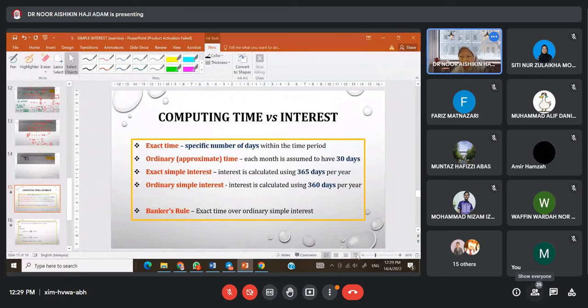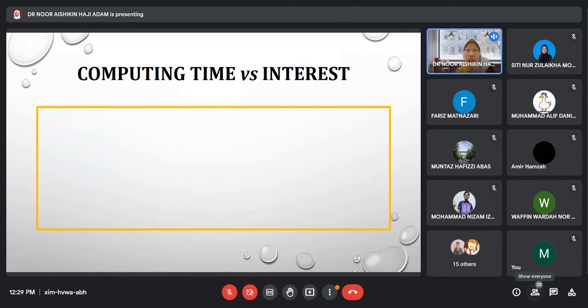Okay, now, where were we? Right. So, I was talking about the leap year kan? So, how can you tell whether a given year is a leap year or not? Very easy. If you take 2020, is that a leap year?